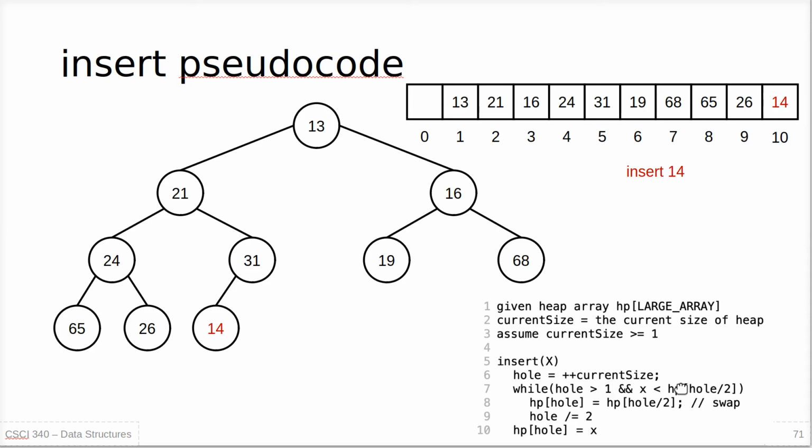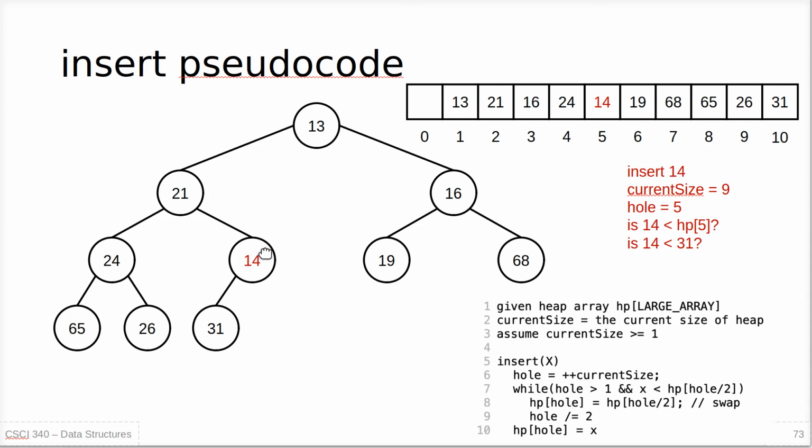And we ask, is x less than that value? Well, in this case, it is. So what we're going to do is we need to move the 31 over to the hole at 10. All right? So heap of hole equals heap of hole over 2. That's going to move the 31 over here. And as the slide will show, okay, the 31 moved over here, and 14, where it would go if we were done, would end up in position 5 here, okay? And you can see over here, we've swapped them, okay?